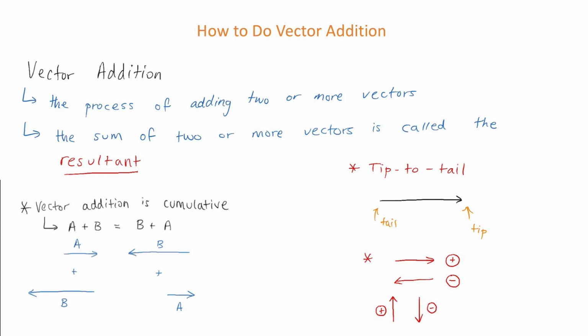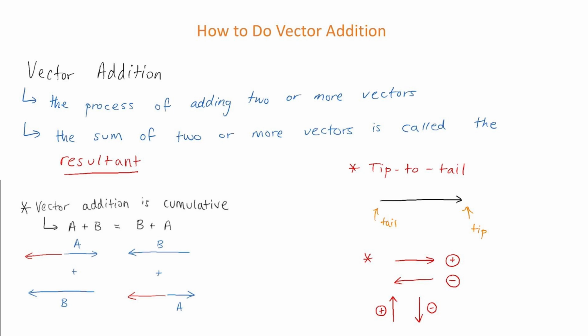And visually, we can see this. If I add A plus B, this is my resultant. But if I add B plus A, I still get the same resultant. It has the same magnitude and the same direction. So don't worry about the order that you add vectors, because it's commutative. You will get the same answer.